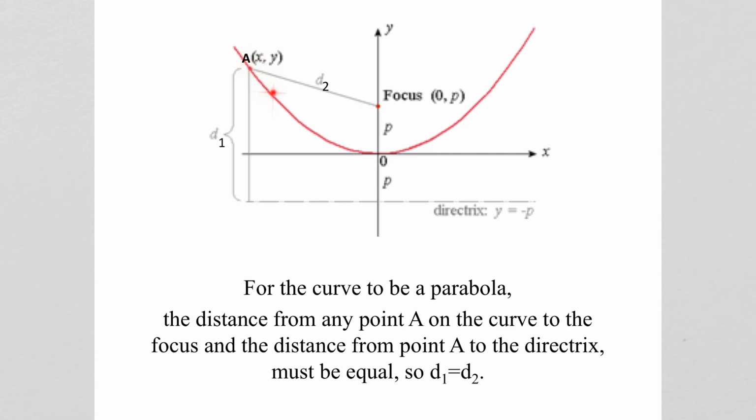And so as I move down the curve and up the curve, if I have a point here, again I'll repeat, the distance from this point here to the focus would be equal to the distance from this point here to what we call our directrix line. Those distances would be equal.